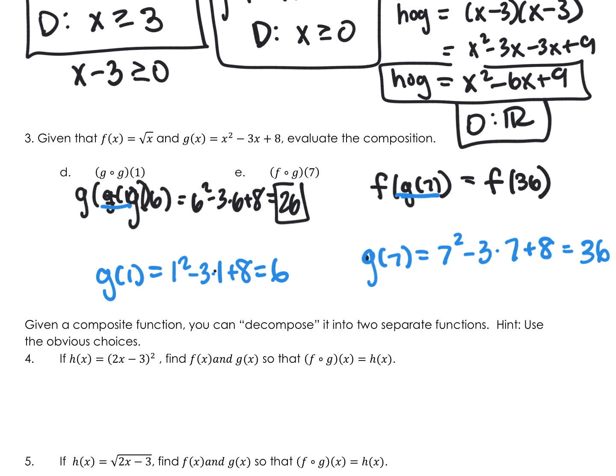So that 36 needs to go right here where that g of 7 was. And now we need to find f of 36. Well, how do we do that? We take 36 and we plug it into the f equation. So it'll be the square root of 36. What's the square root of 36? 6. So the final answer here is 6.